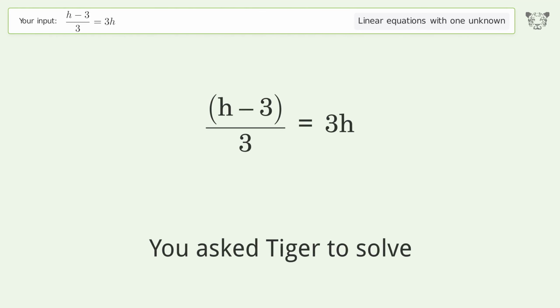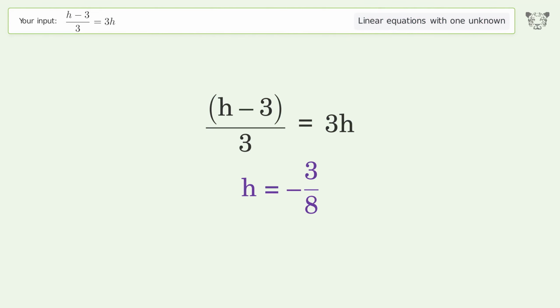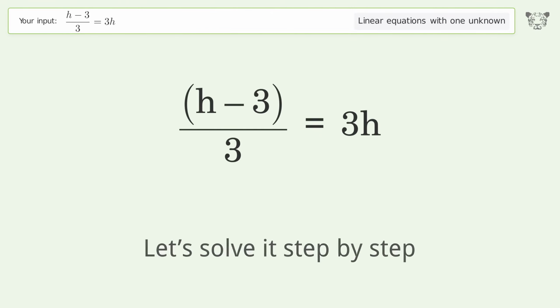You asked Tiger to solve this. This deals with linear equations with one unknown. The final result is h equals -3/8. Let's solve it step by step.